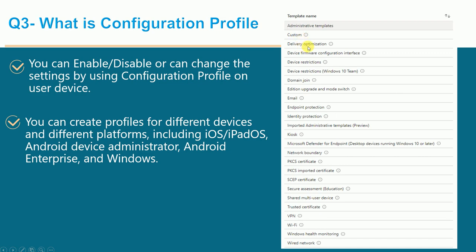You can do the delivery optimization, firmware, device restrictions, domain join, email, endpoint protection. This is totally related to your Defender antivirus, identity protection, and here is a PKCS certificate or a SCEP certificate, VPN. So there are many things you can do under the configuration profile. And based on your operating system, you have to select whether it's for the Windows machine or Android or iOS, but this is a screenshot I took for Windows.